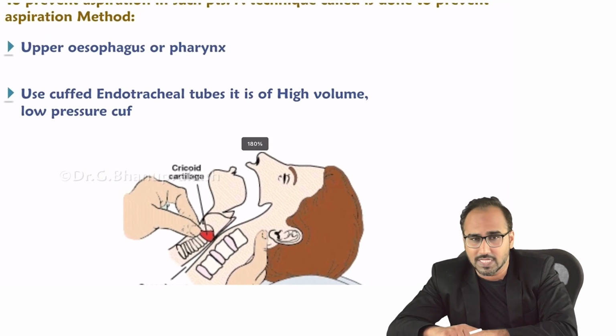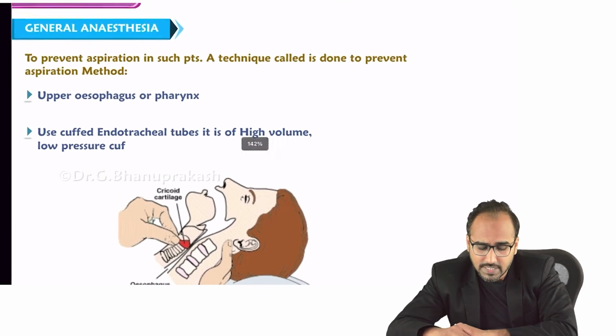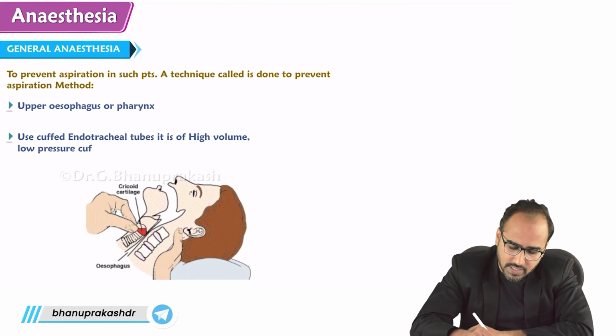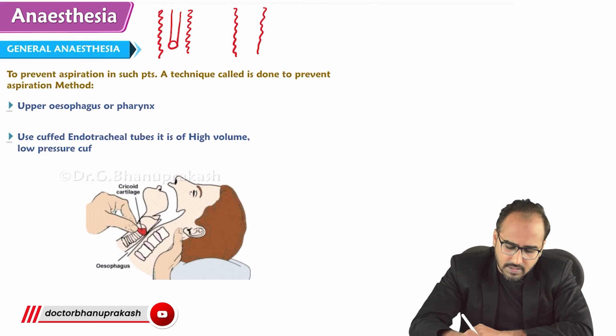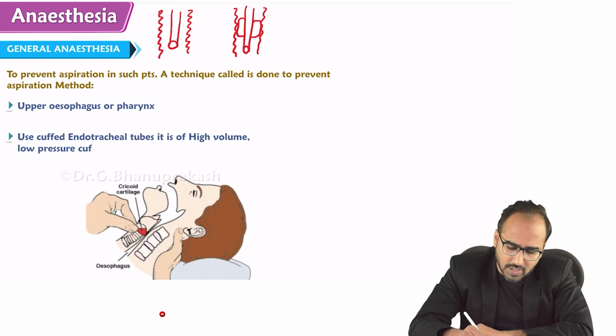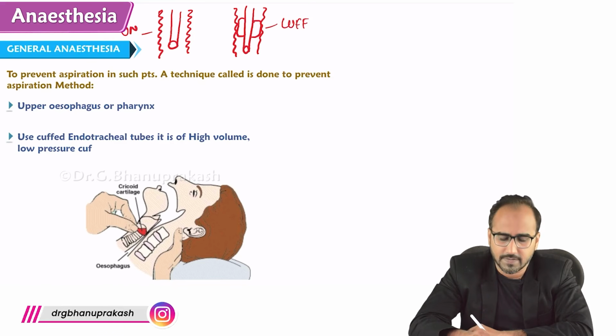But that's not the full answer. My question was, when will you remove the pressure? Imagine, guys, this is the trachea, and this is the endotracheal tube inside the trachea. This is another patient's trachea, and this is the endotracheal tube of that patient. Okay? There are two kinds of endotracheal tube. One is called cuffed endotracheal tube. The other is called uncuffed.